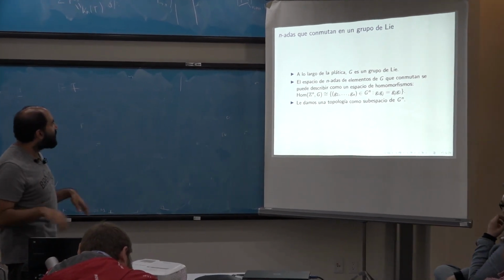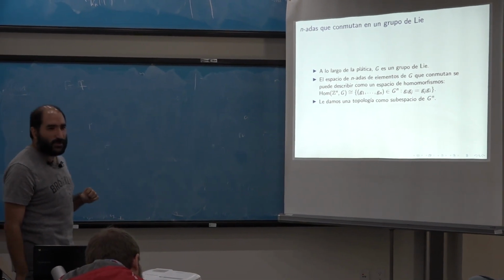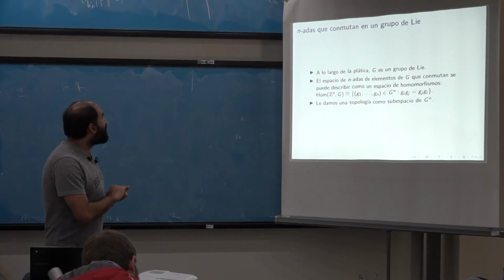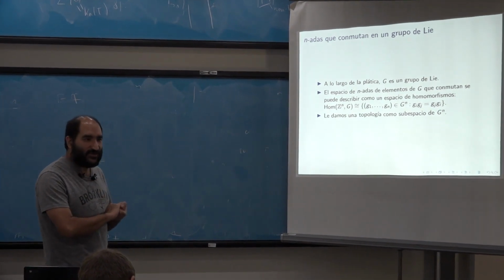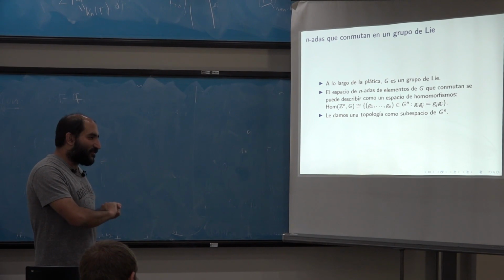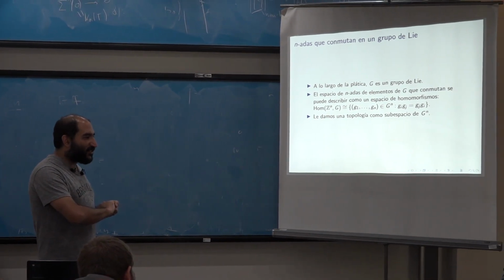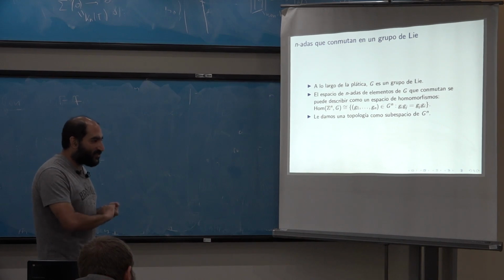All right, so throughout the talk, G is going to be a Lie group. Sometimes I'll say a few things about finite groups, topological groups. All the definitions make sense for topological groups as well, but most of the interesting theorems have been proven only for Lie groups. The definitions make perfect sense.